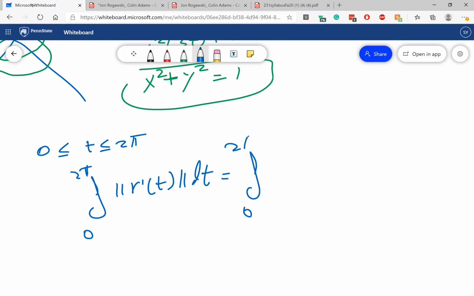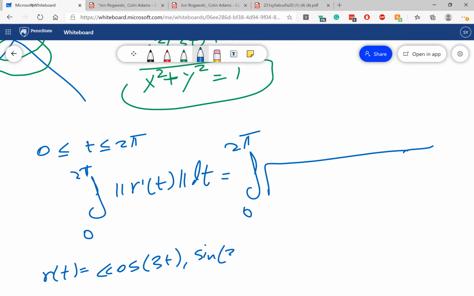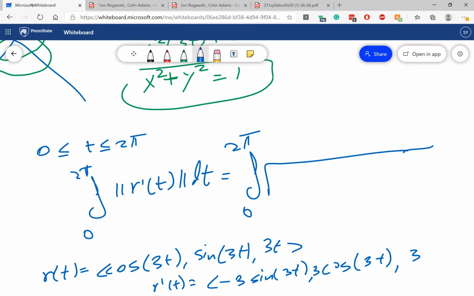And then we would have the square root. So again, r of t was equal to cosine 3t, sine 3t, and 3t. So then we would get over here, let me do r prime of t, which is going to be negative 3 sine of 3t, 3 cosine of 3t, and 3.